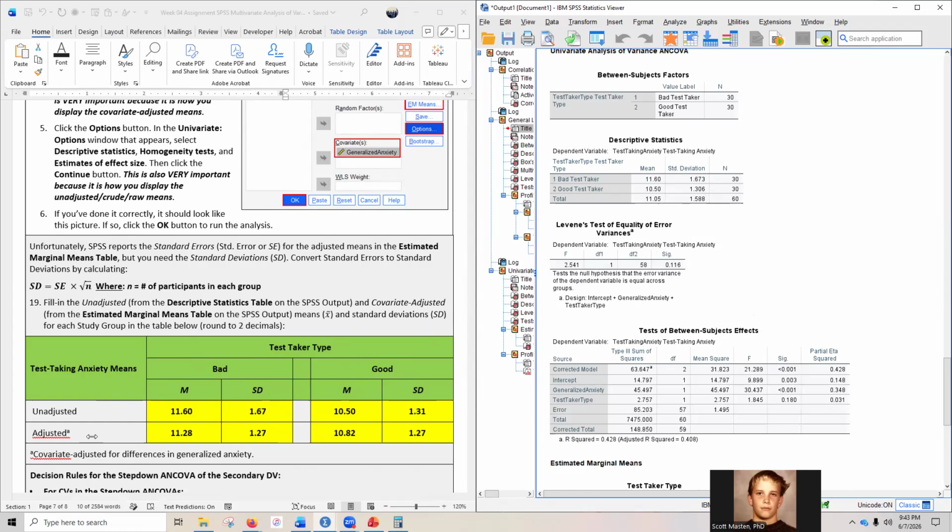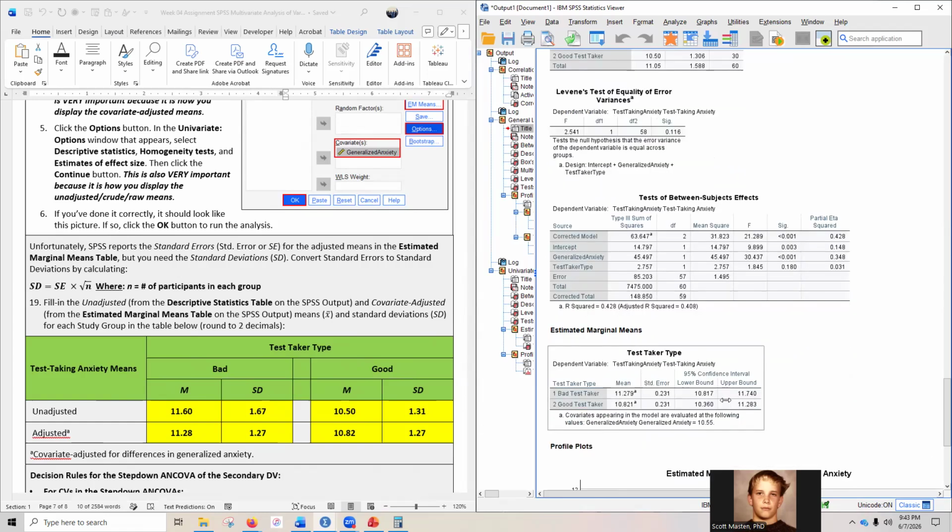Our adjusted means come from a different table. They come from estimated marginal means down here. These are our covariate adjusted means. So 11.28 right here is our bad test takers covariate adjusted. So it went from 11.6 to 11.28. It went down a little bit. Our mean for good test takers is 10.82 right there, so the mean for good test takers actually went up a little bit, right? So they're kind of meeting in the middle maybe.